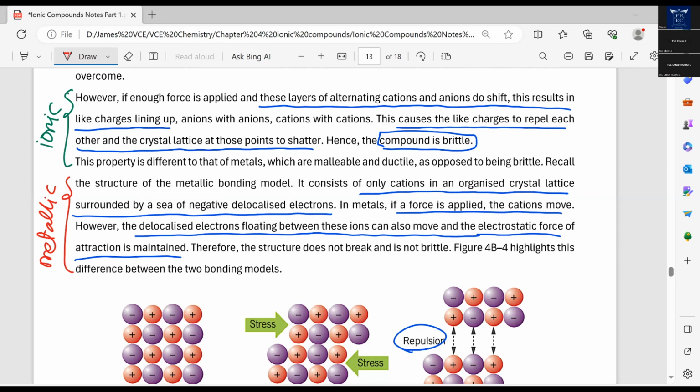No, metals are not ionic. Metals are just a metallic structure. Pure metals just have a metallic bond. They do not have ionic bonding.